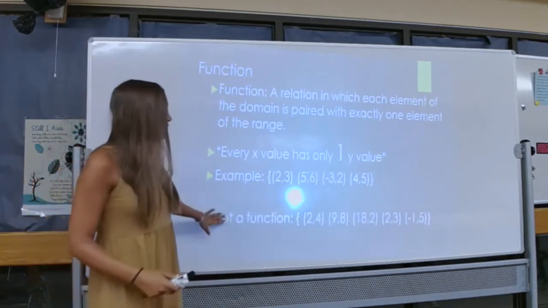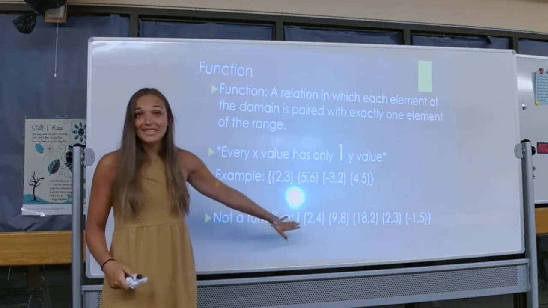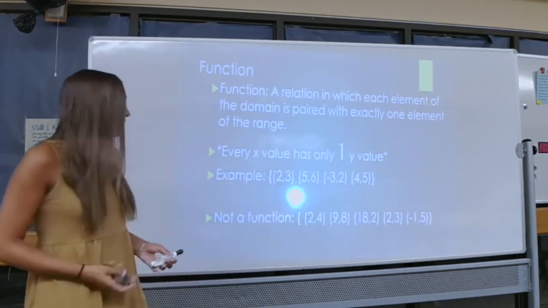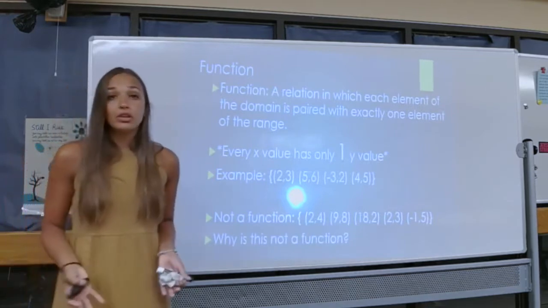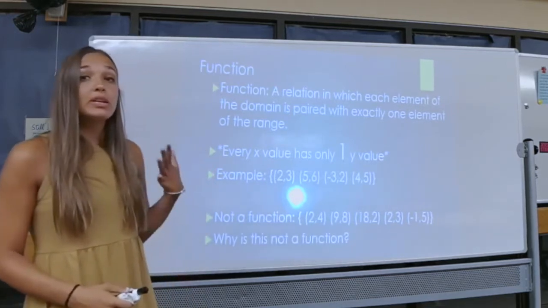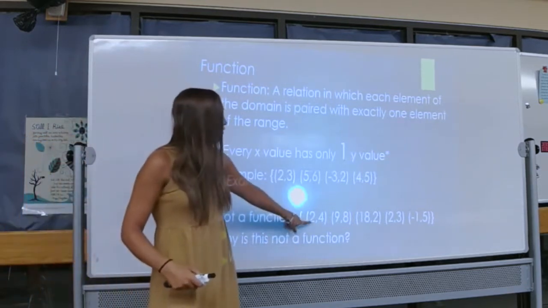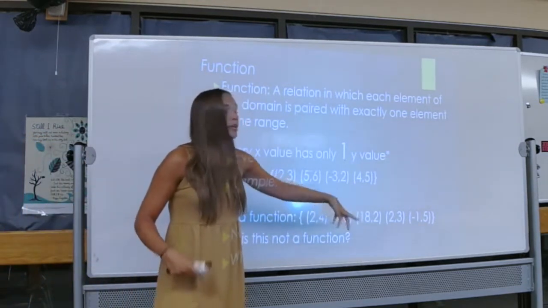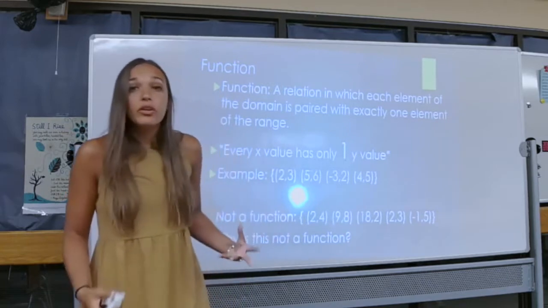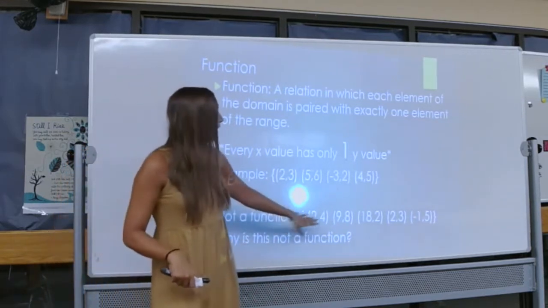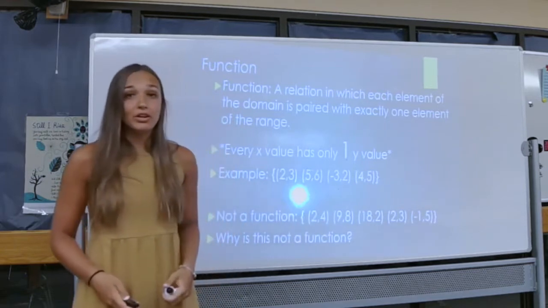If we look at not a function, we have (2, 4), (9, 8), (18, 2), (2, 3), and (-1, 5). And why is this not a function? This is not a function because our domain, our x value of 2, repeats. We have (2, 4) and (2, 3). If both of those points were (2, 4), though, we'd be okay because that's the same point. But because they have two different y values, it is not a function.